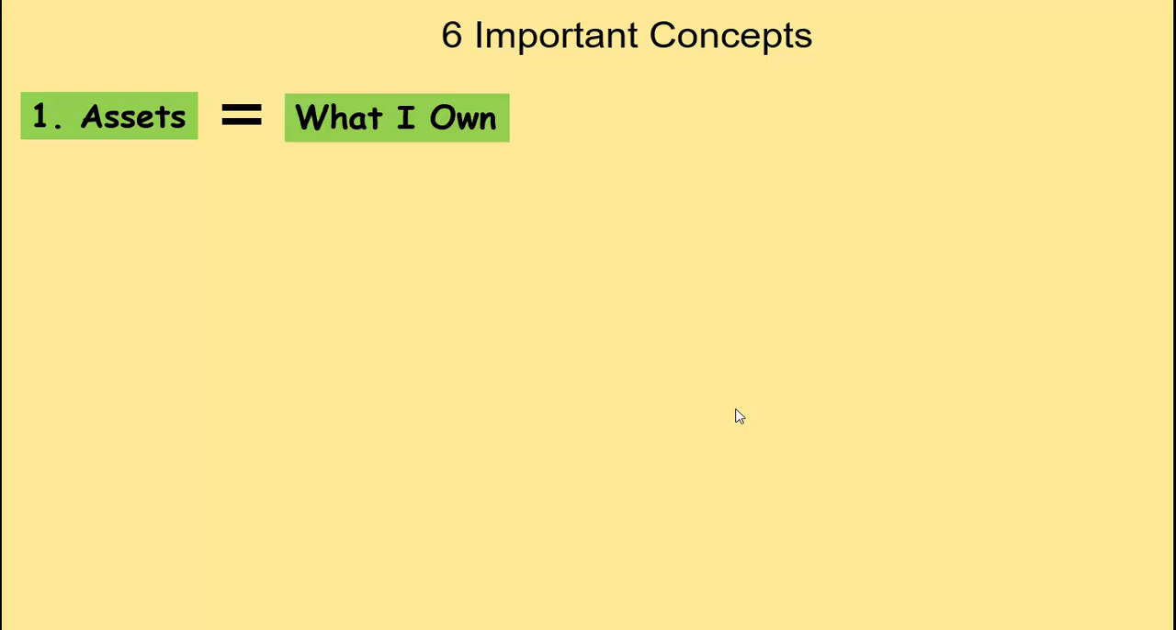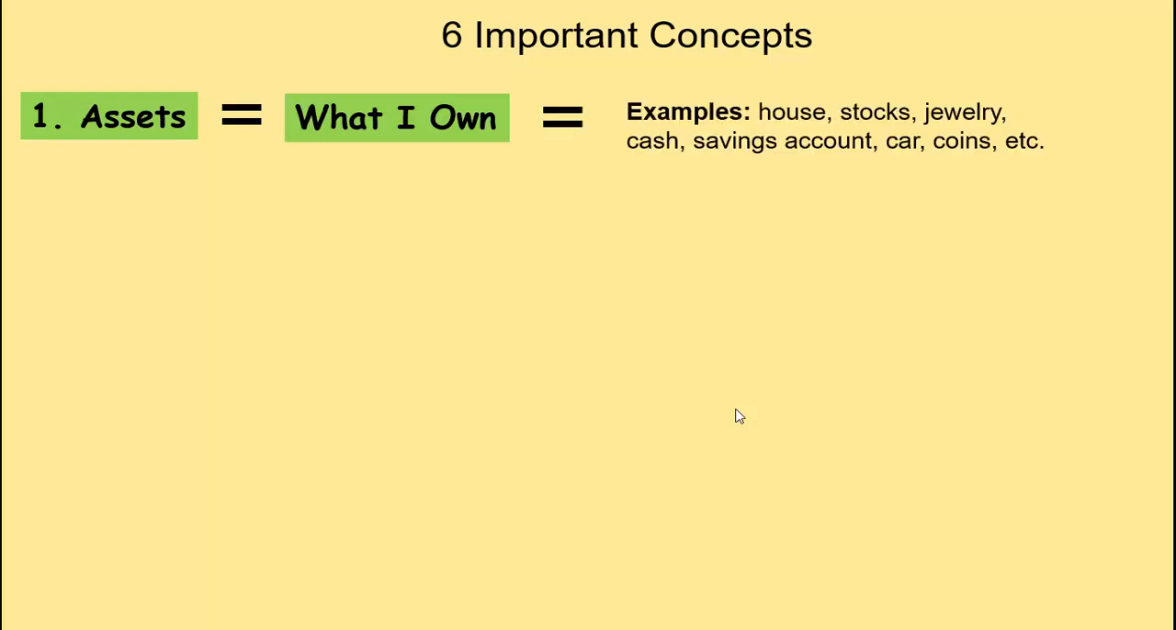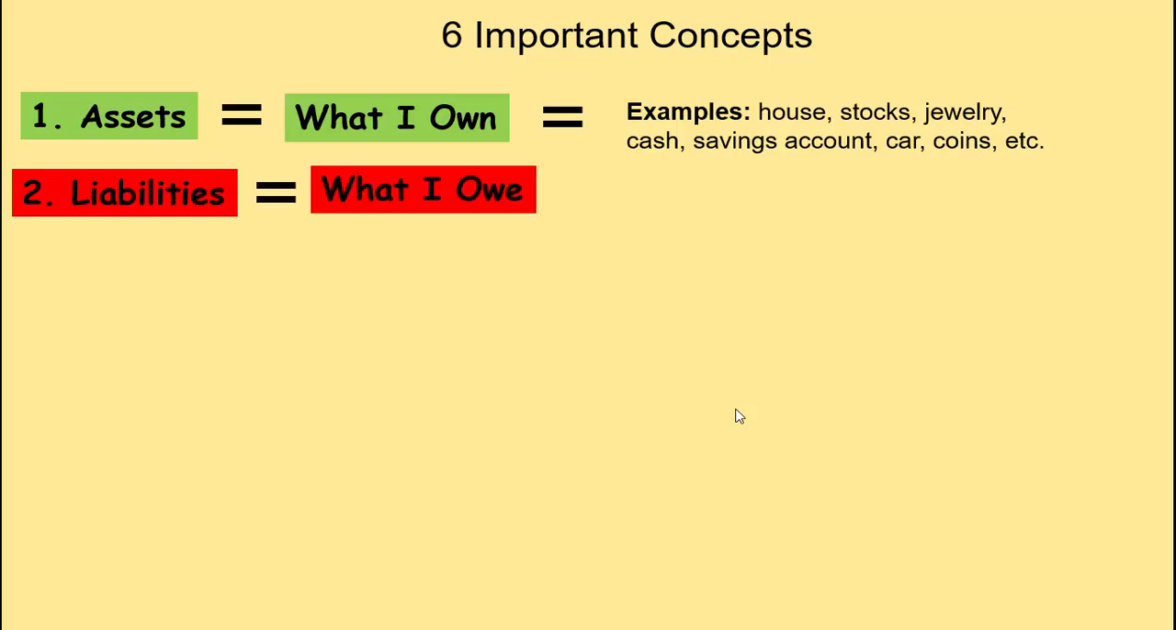Assets equal what I own, and examples of those would be things like houses, stocks, jewelry, cash, savings accounts, cars, coins, any type of thing like that. Another important idea is liabilities. Liabilities basically are what I owe. Examples of liabilities would be unpaid bills, mortgages on a home, car loans, unpaid taxes.